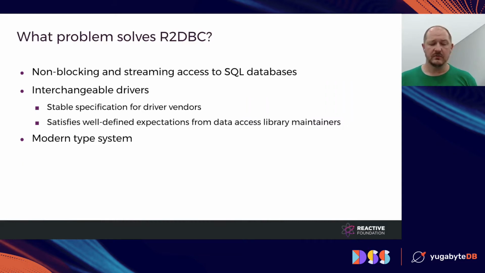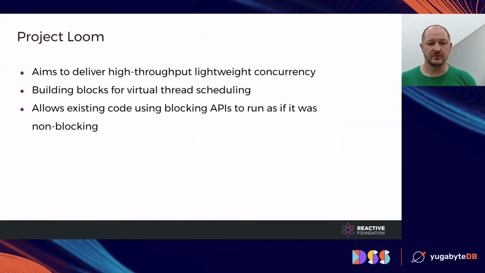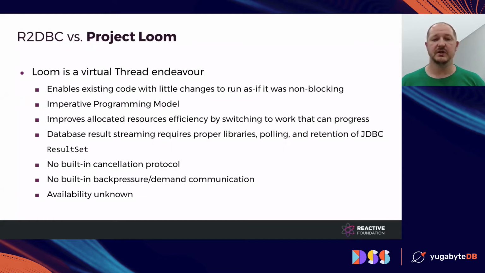Now, what I'm actually working up to is to make a comparison towards Project Loom. If you are into scalable applications, then you probably have heard of Project Loom, which is an initiative to deliver high throughput, lightweight concurrency to the JVM, built on top of virtual threads. And there, again, a question arises: how does R2DBC compare to Project Loom? And to understand the answer to that question, we need to have a closer look at what those things provide and what those are.